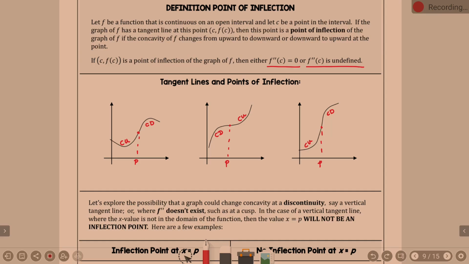Okay. The thing is here, your second derivative on this one would be an example of a DNE, where it wouldn't exist. In this middle one, your second derivative would be equal to 0. Okay? And this would be one where it'd just be your second derivative would be equal to 0.